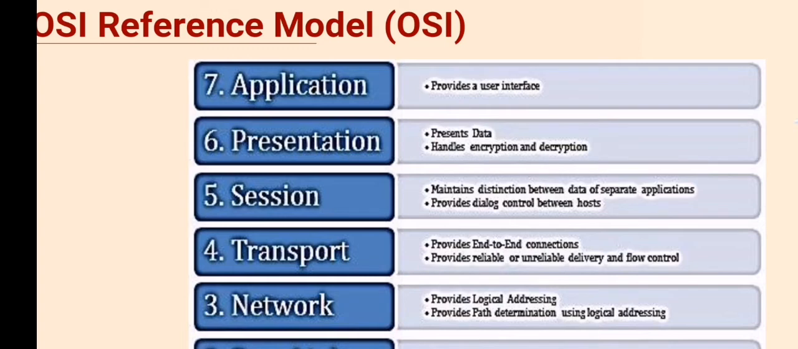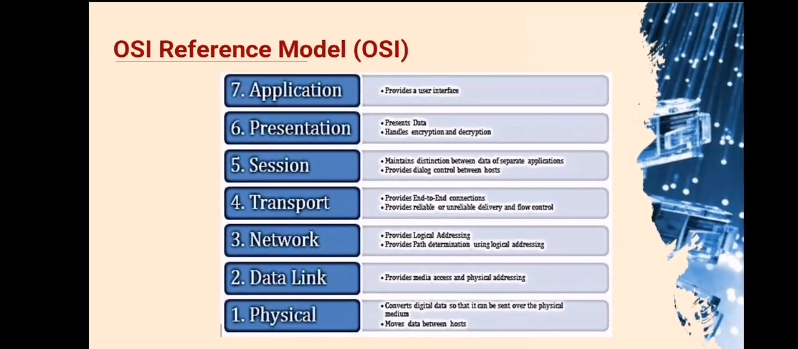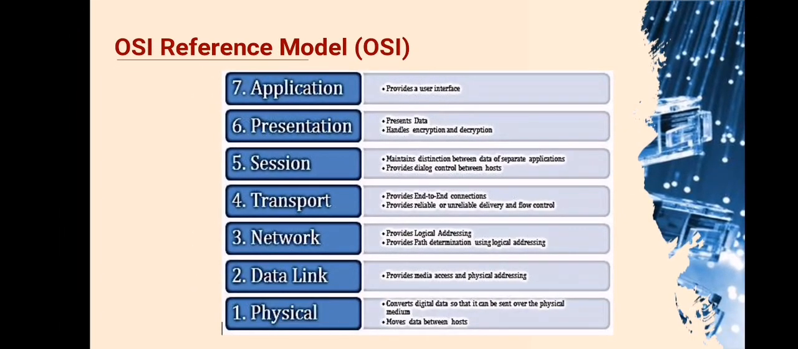So those are the seven OSI reference model layers. Again, we have the physical layer, data link layer, network layer, transport layer, session layer, presentation layer, and the application layer.